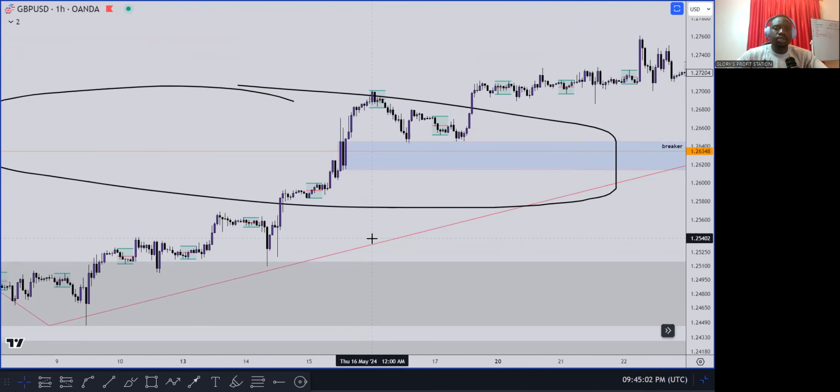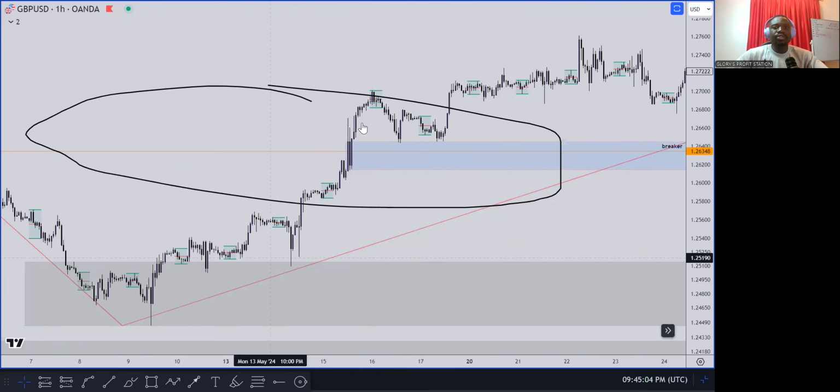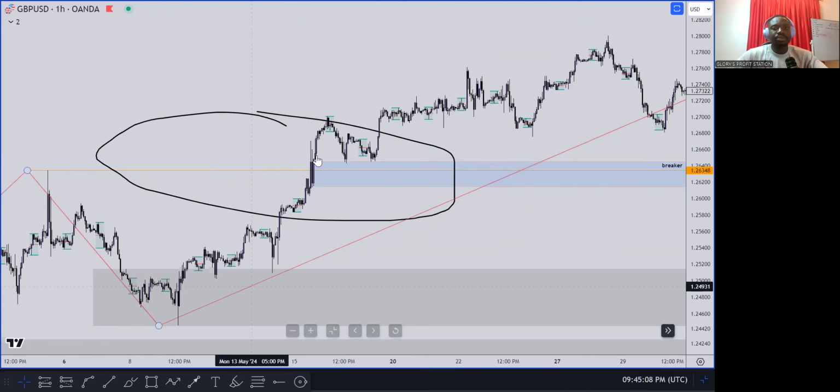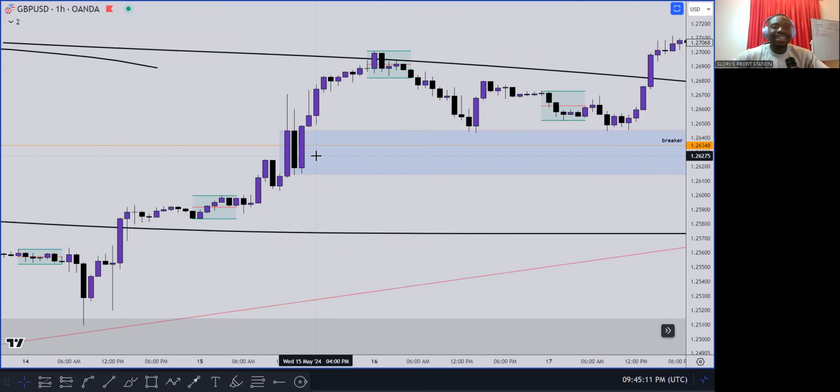Look at the structure of the market while it was crossing that breaker area there. Do we have valid demand levels along that same area aligned with the breaker level?